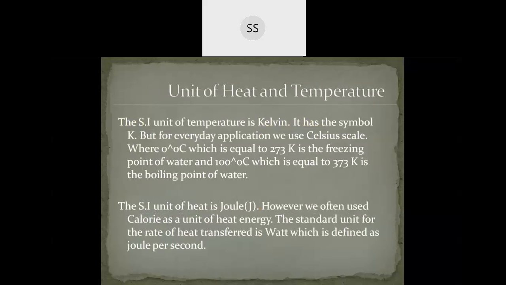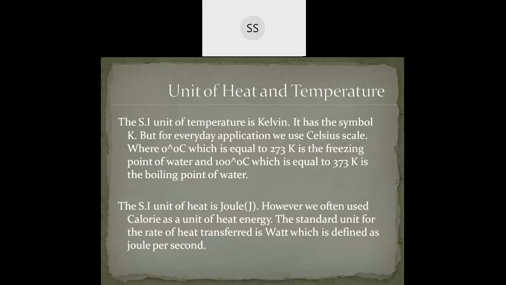The SI unit of temperature is Kelvin. It has the symbol capital K. But for everyday application, we use the Celsius scale. So another unit of temperature is degree Celsius. 0 degrees Celsius is the freezing point of water and 100 degrees Celsius is the boiling point of water.